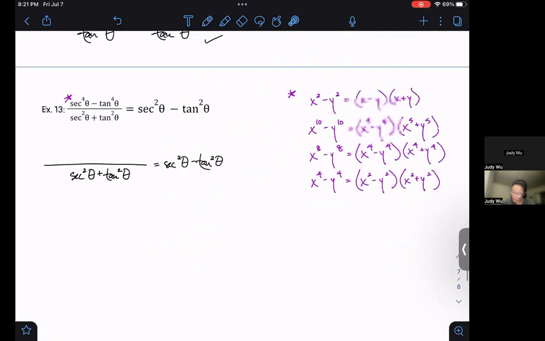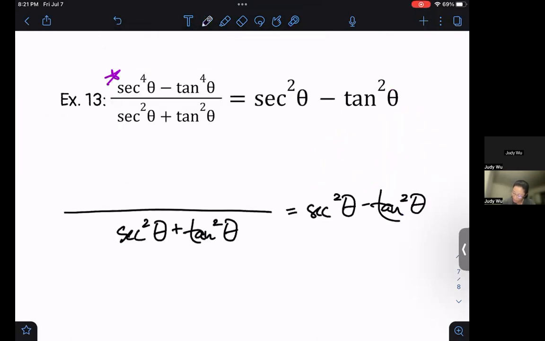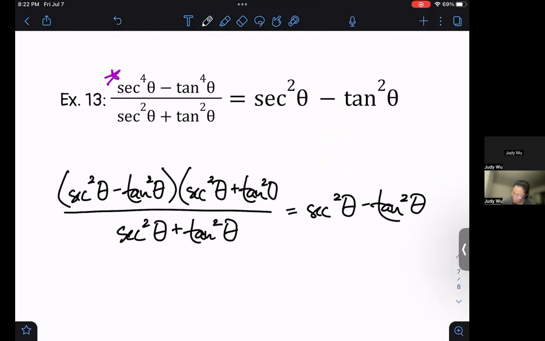So back to the question. I've got secant to the 4th minus tangent to the 4th. That, my friends, is going to factor into secant squared theta minus tangent squared theta times secant squared theta plus tangent squared theta. All right, so this is just some factoring. Now, I've noticed that a lot of us are definitely learning how to factor. I can see it. I saw it on exam 1. But for some of us here, we really need to make sure we're learning how to factor because it only gets worse if you don't know how to factor.